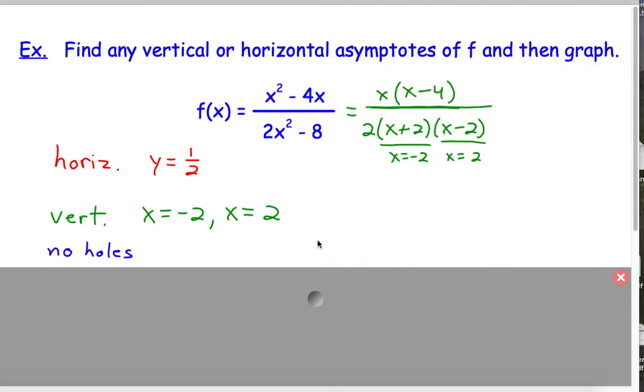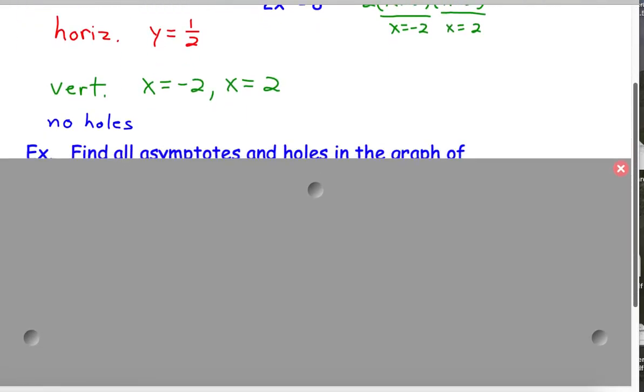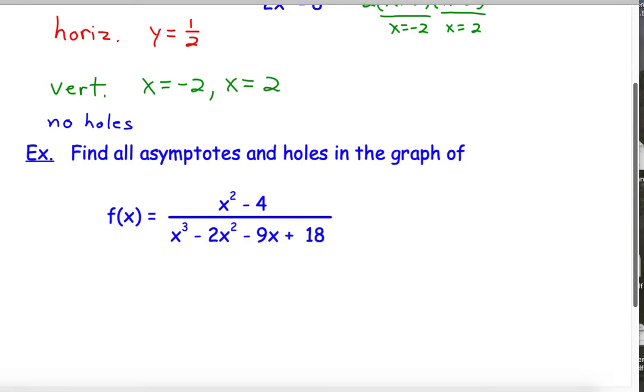Right, so now with those few simple tools, you can find all the asymptotes and holes in a graph, and you should be able to get a pretty good idea of what your graph looks like without even using technology. All right, let's try another one. Find all the asymptotes and holes in this graph.